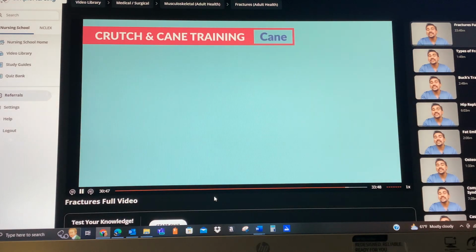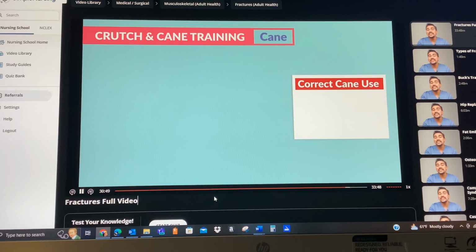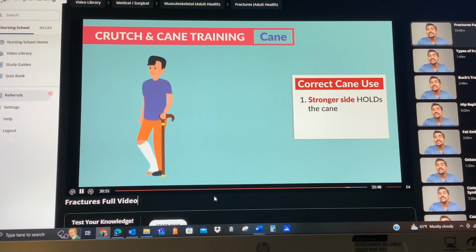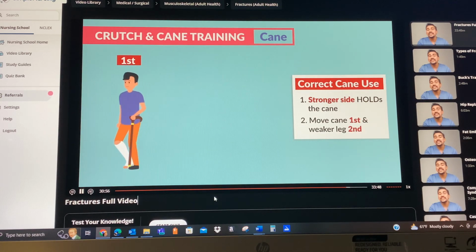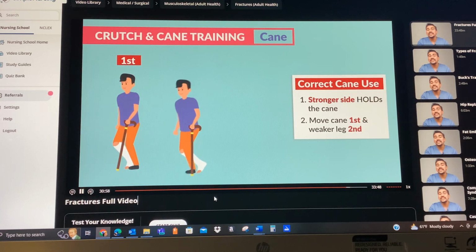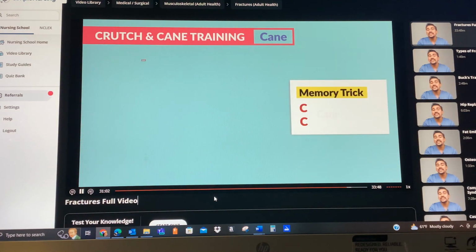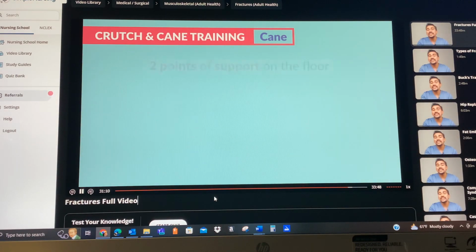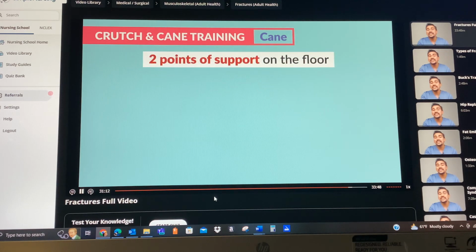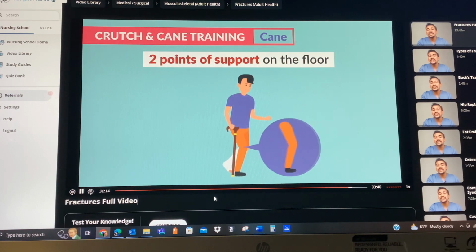Now switching gears to the cane, so the correct use, write this down. Number 1 is the strong side holds the cane, and number 2, we move the cane first and the weaker leg second. So just think of the double C's here. The cane comes first and the weak leg goes last. Now, all the time, there should be 2 points of support on the floor. For example, both feet or 1 foot and the cane.